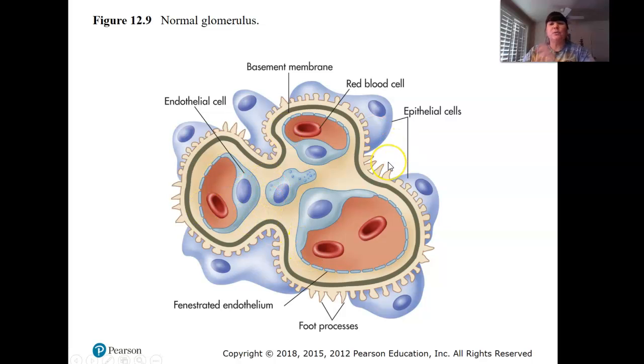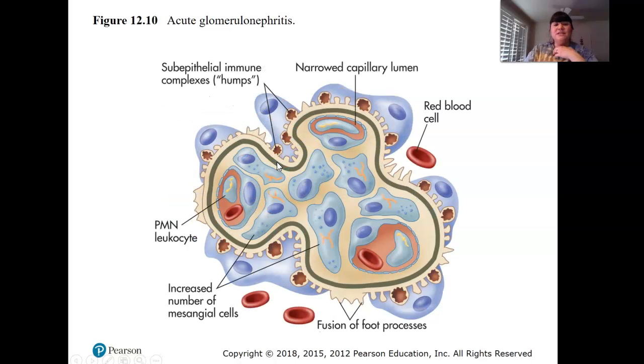Normal glomerulus, the glomerulus, that capillary ball. This would be the wall, and here are red blood cells. This is normal, and that's where the filtration is going to happen. Look at this. This does not look normal.